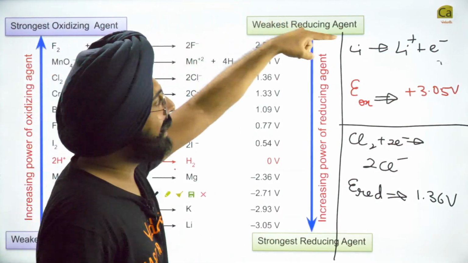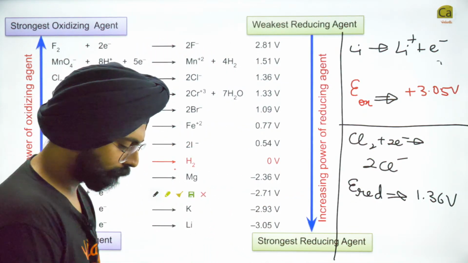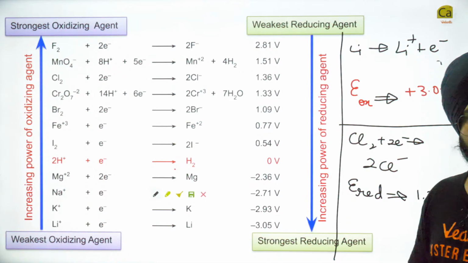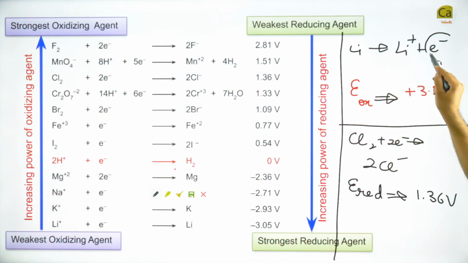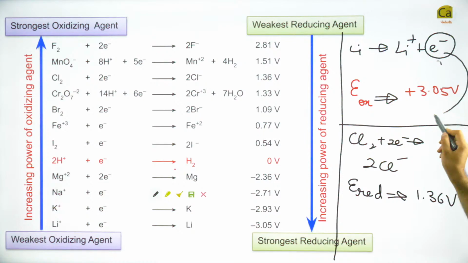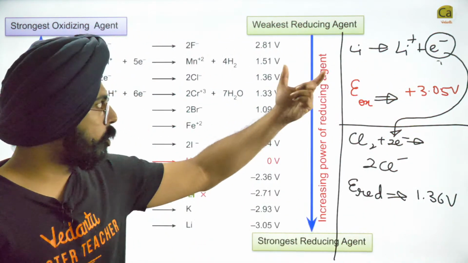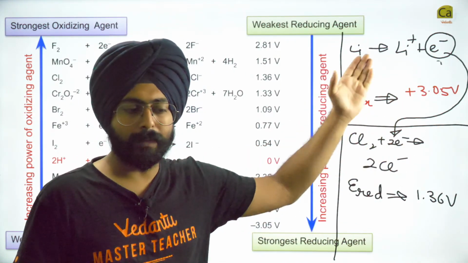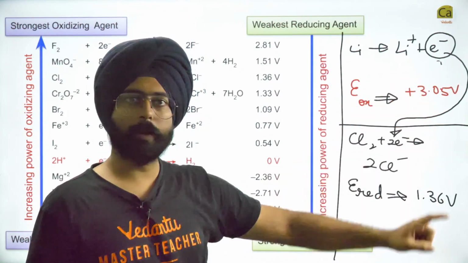Now, can these two reactions happen together? Yes or no? Can these two reactions happen together? What do I mean by these two reactions happening together? I mean that the electrons that are given out by lithium, the same electrons you feed the chlorine. This is the oxidation half of the cell, this is the reduction half of the cell. If I am trying to make a cell out of these two, do you think it is going to work?